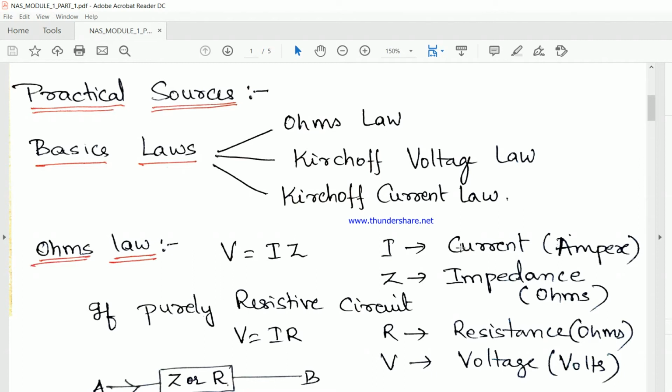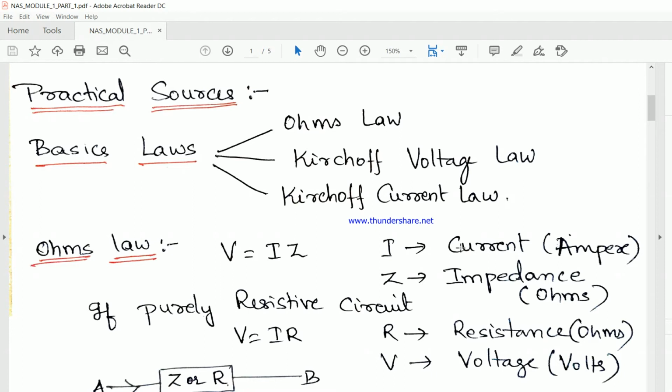Then we have Kirchhoff voltage law and then Kirchhoff current law. These three laws are the basic laws in electrical networks, and they are very important. In many problems while solving or reducing the electrical network, we normally use these three main laws. So first, let us go with Ohm's law.